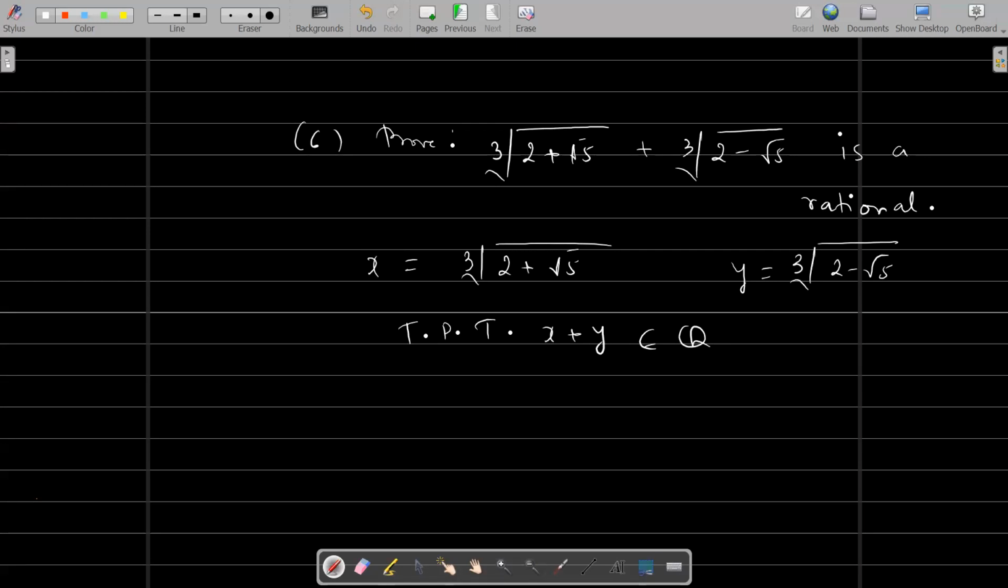Okay. And the best way is you can take x cube, that is 2 plus root 5, y cube, that is 2 minus root 5, to see if this gives something further. Oh yes, Anish, that's right. Good.